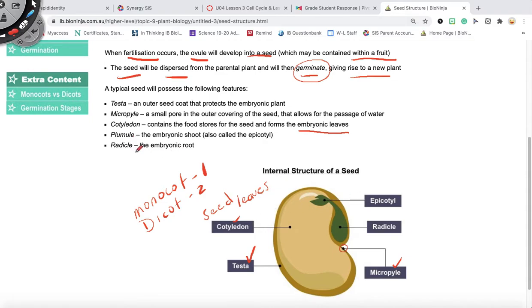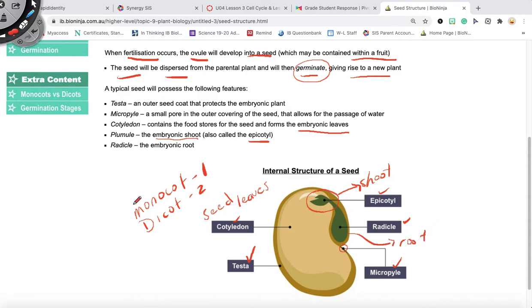That's it. And then the plumule, which is the embryonic shoot, and this is also called the epicotyl. And the embryonic shoot, or the epicotyl, or the plumule, this is this region right here, and this is going to give rise to the shoot of the plant. And then we have the radicle right here, and this is what's going to give rise to the root of the plant.